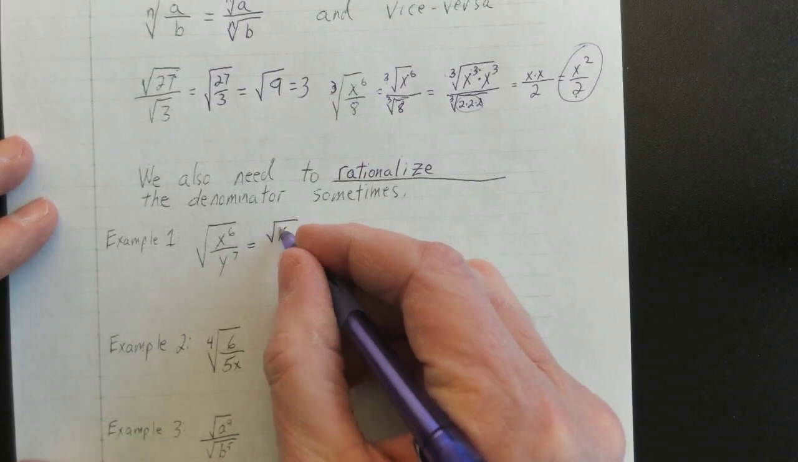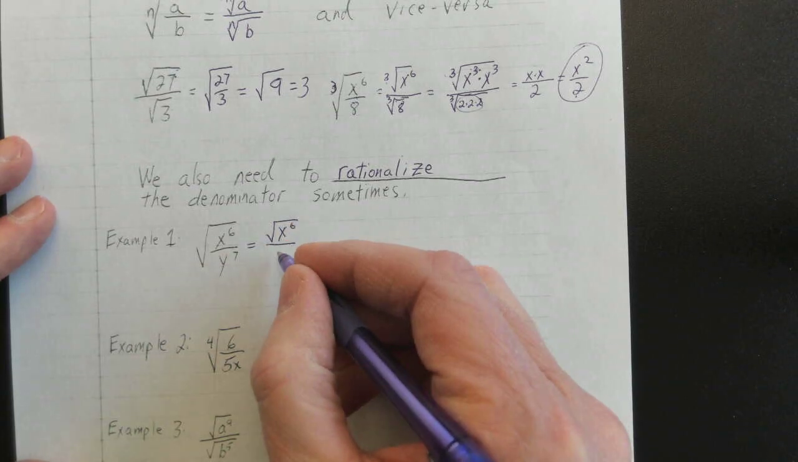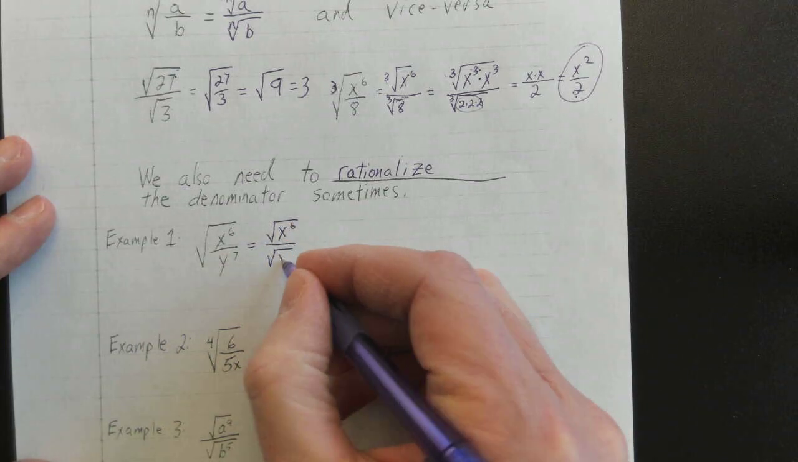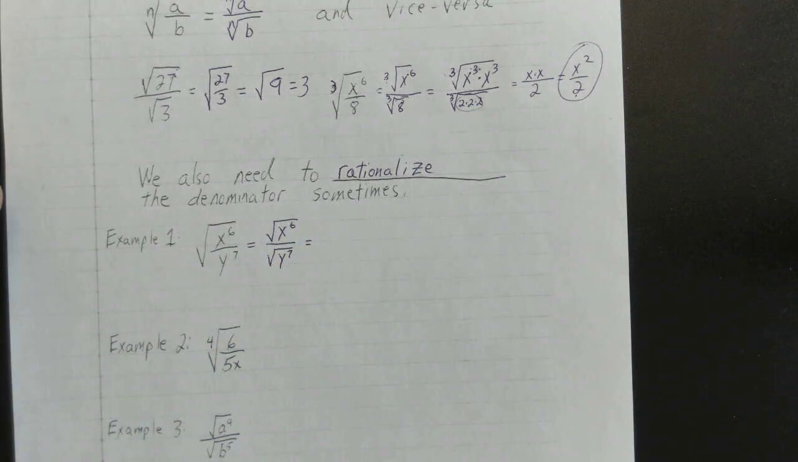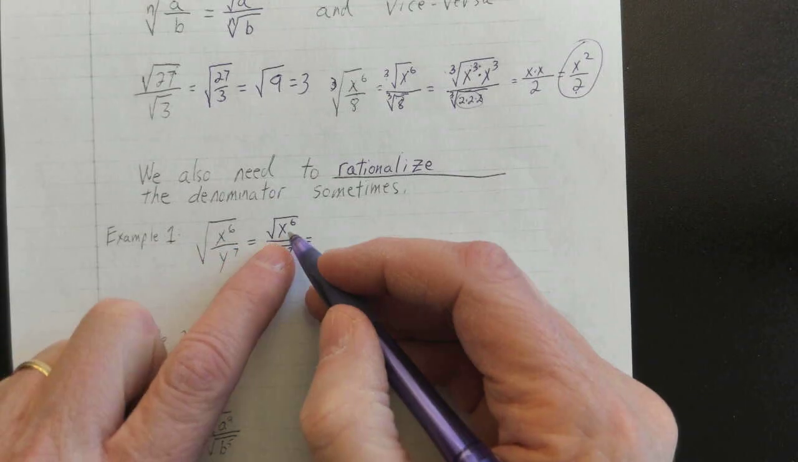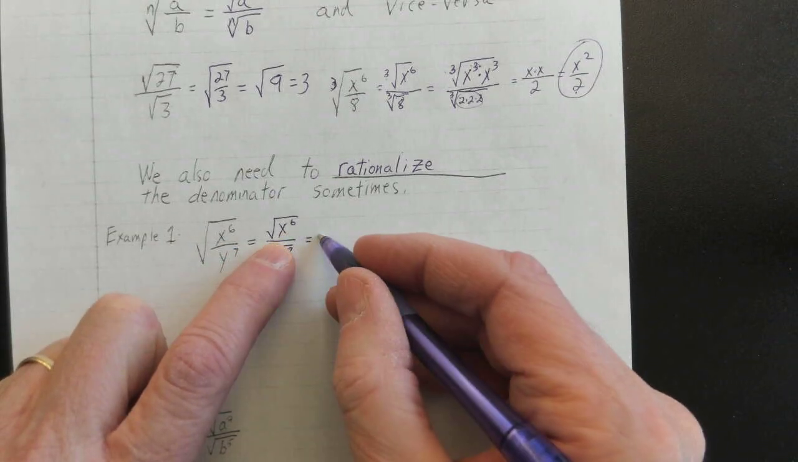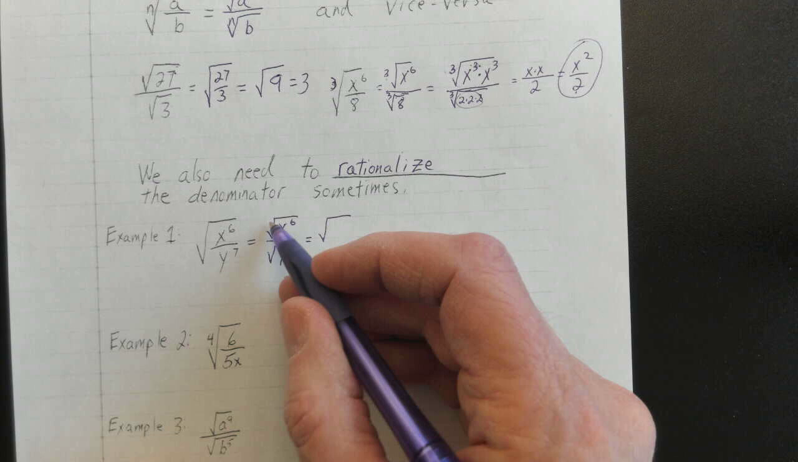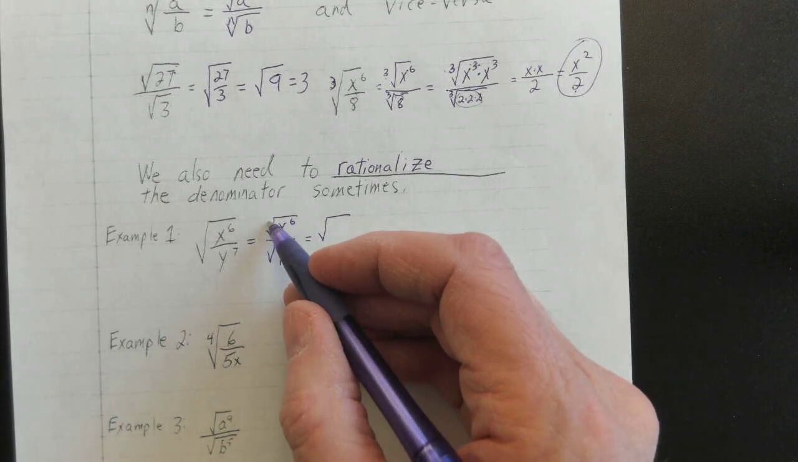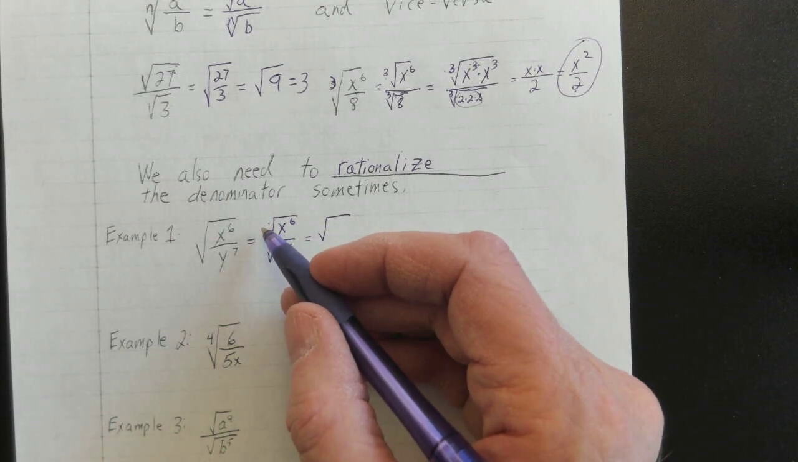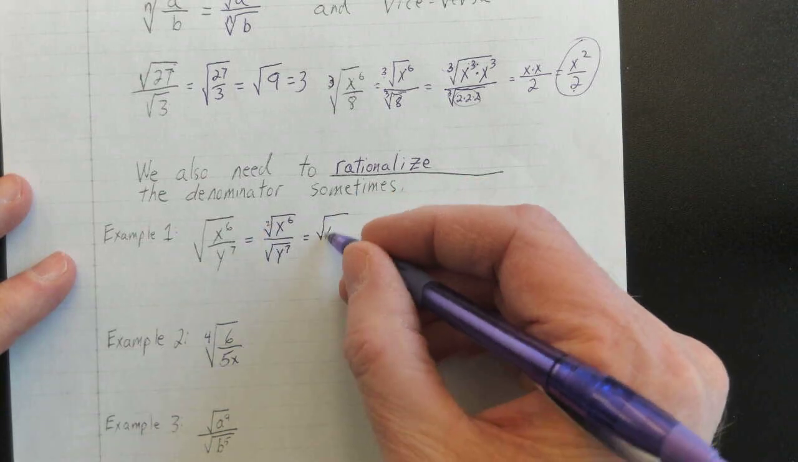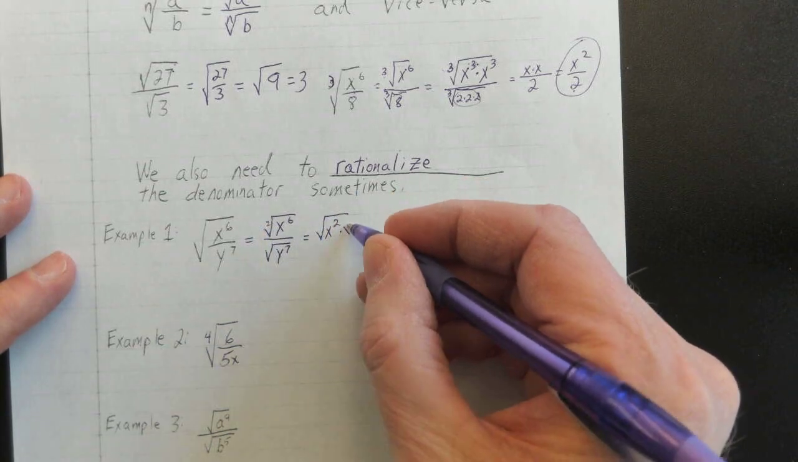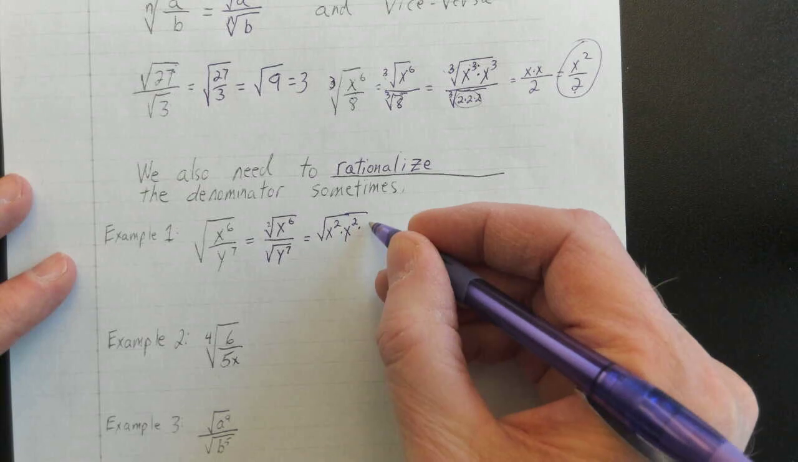So I'm going to split up x to the 6th over y to the 7th, square root of x to the 6th over the square root of y to the 7th. Okay, what powers am I looking for here? What's the index? What is the hidden index when it's not written? Say it louder. 2. The hidden index is 2. So I want squares. I want x squared. I got 4. Can I do it one more time?